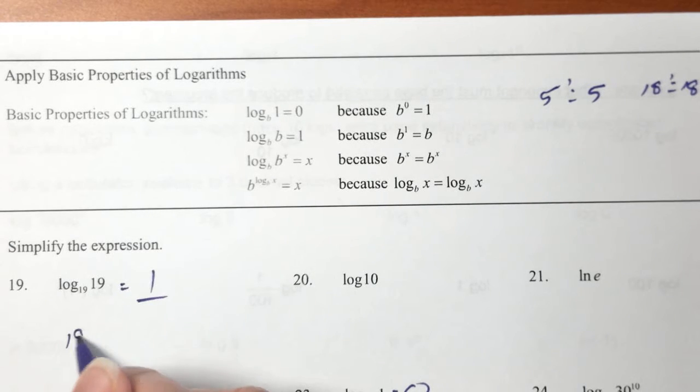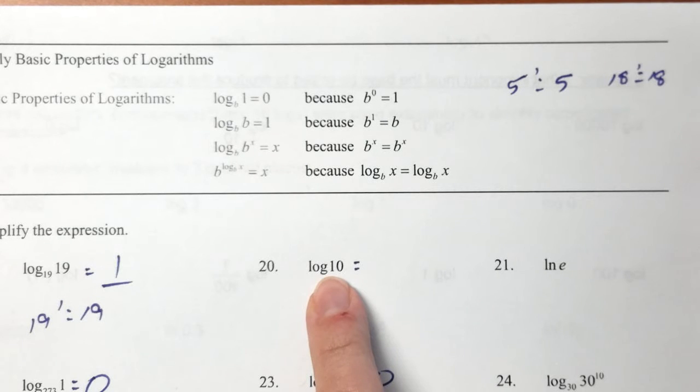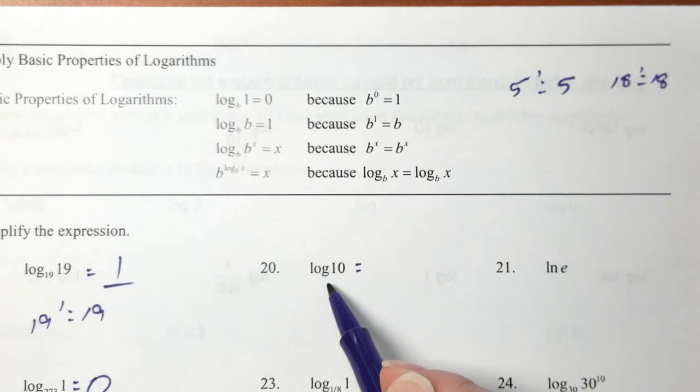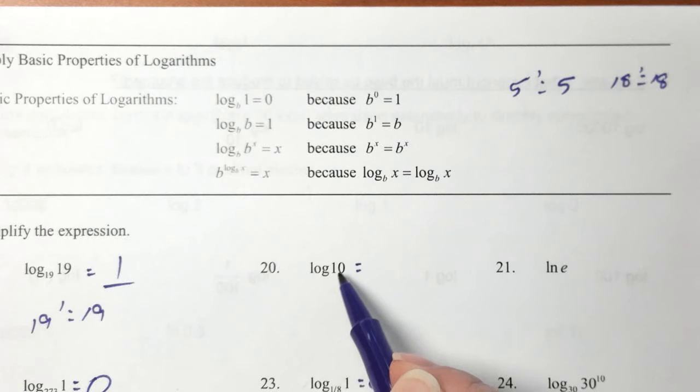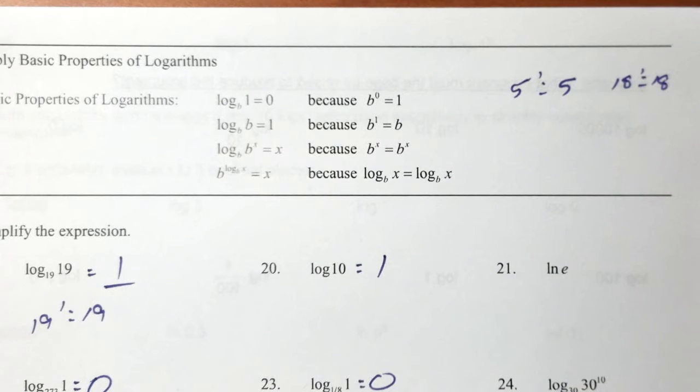If I were to convert it, 19 to the 1, of course, equals 19. So it would have to be a 1 right there. Okay? Now, here's where that gets a little tricky. Log 10. They didn't write a base, but we know it's 10. So here's another case where the base and the argument are the same thing. So the whole thing equals 1.